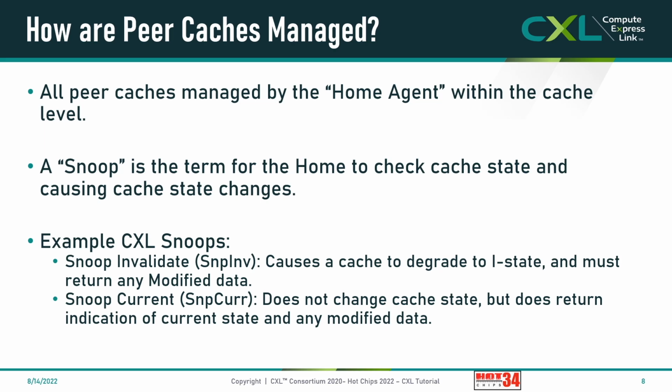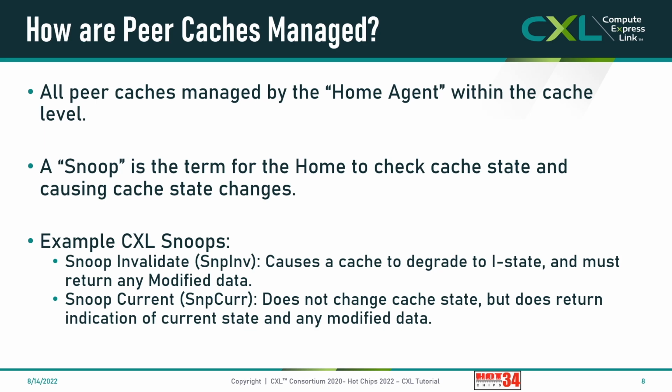So how are coherent caches managed? Coherent caches are managed by the home agent within the level of the cache hierarchy. So the home is kind of the arbiter that figures out which caches within its hierarchy have a copy of the line and resolves contention based on that. A snoop is a term used when the home needs to check the cache state or change the cache state of one of the caches it's controlling.